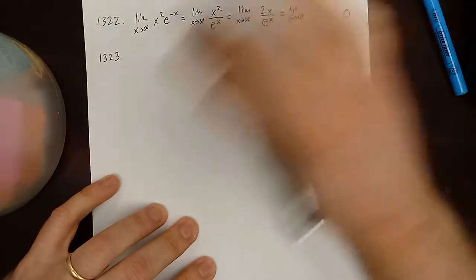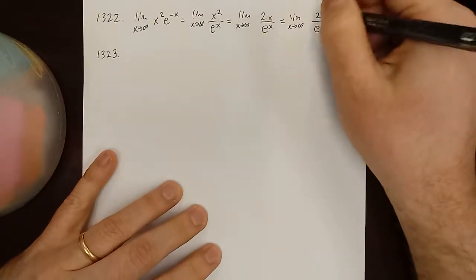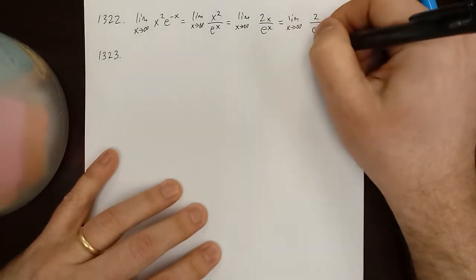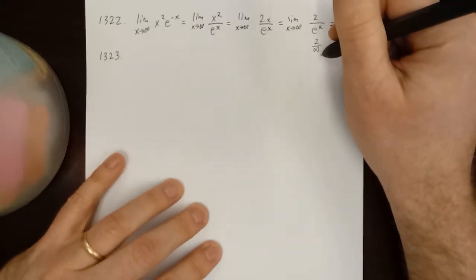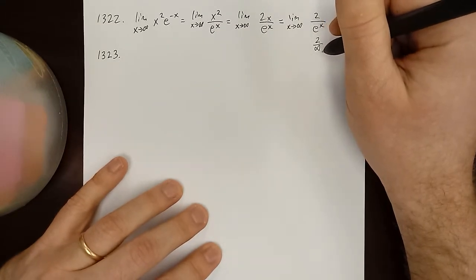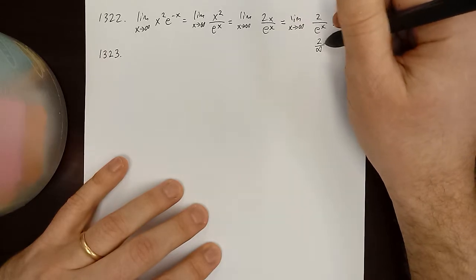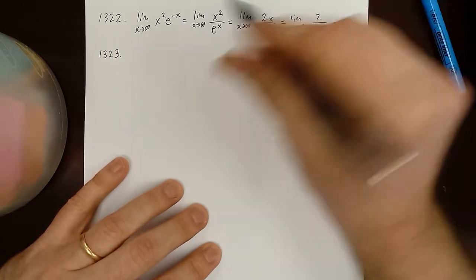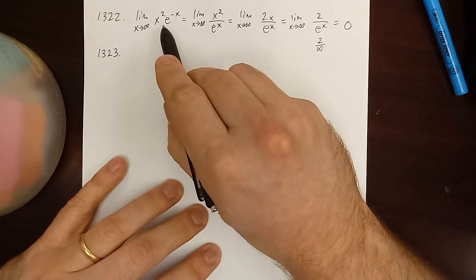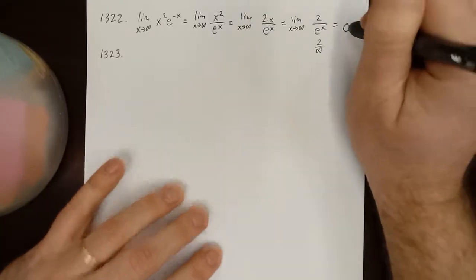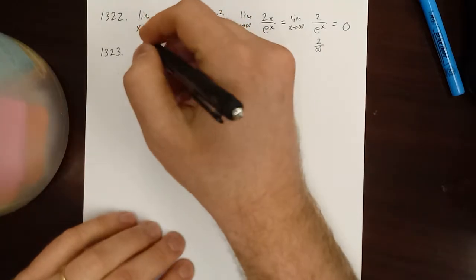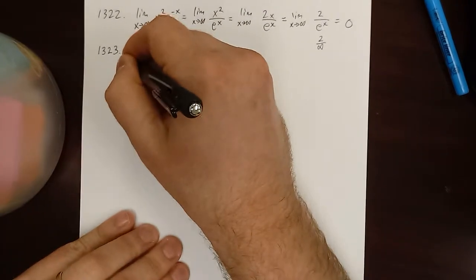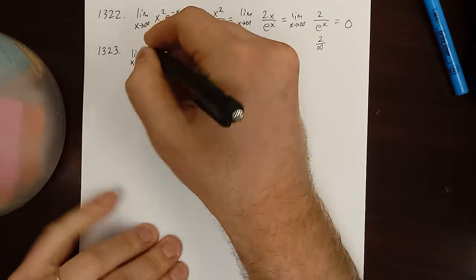1323. All right, hold on. I think I might have gone too fast. So 2 over e to the x, that's 2 over infinity. So remember, a number divided by something infinitely large, we're going forever, so it approaches 0. There is no number you will ever plug in here and actually get 0. We're just going there. All right. 1323, the limit as x goes to infinity, nice and simple.